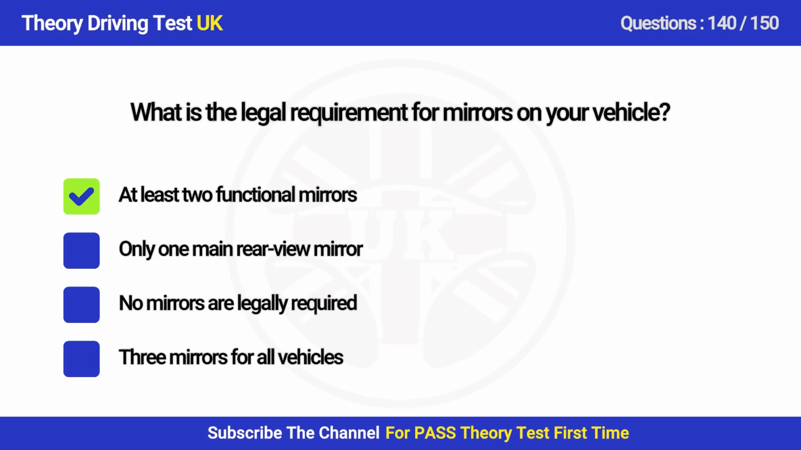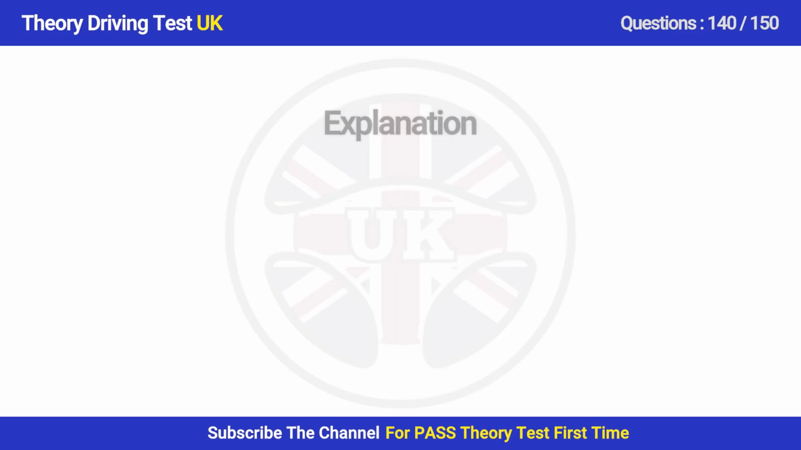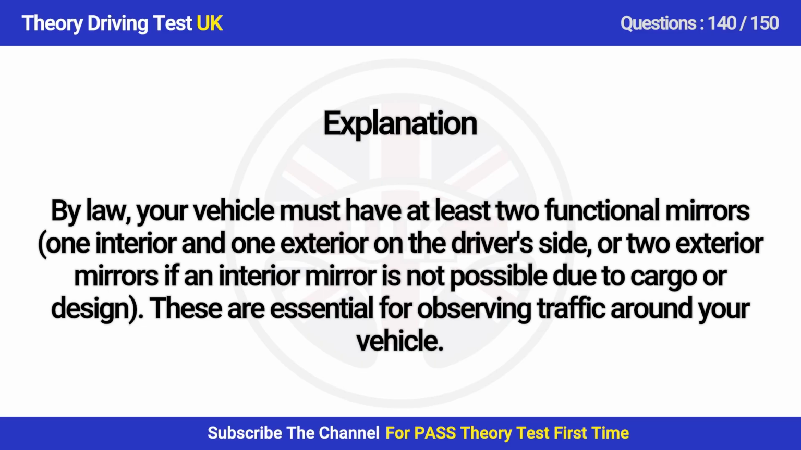Answer is A. At least 2 functional mirrors. By law, your vehicle must have at least 2 functional mirrors, 1 interior and 1 exterior on the driver's side, or 2 exterior mirrors if an interior mirror is not possible due to cargo or design. These are essential for observing traffic around your vehicle.